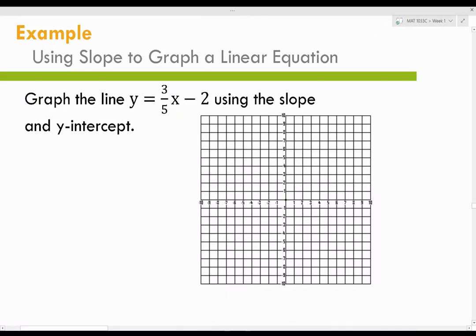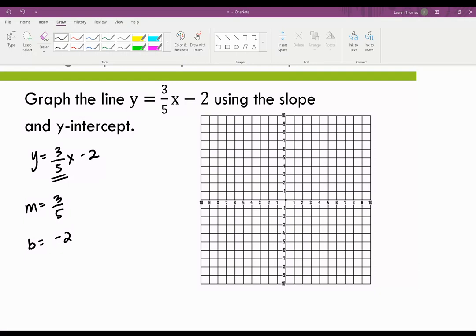This problem says graph the line y equals 3 over 5x minus 2 using the slope and the y-intercept. Okay, so remember, before you can do anything, the only way that you can identify what the slope and the y-intercept is is if your line is in slope-intercept form. Thankfully for us, it is. So our equation is y equals 3 over 5x minus 2. Because it's in this form, my m, or my slope, is 3 over 5, and my y-intercept, or my b, is negative 2.